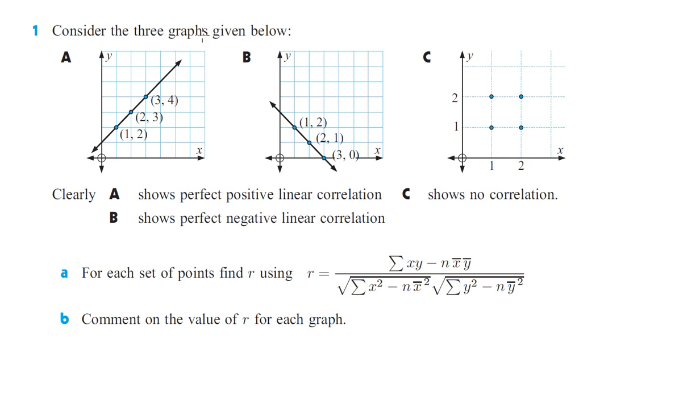Okay, number one, consider the three graphs given below, A, B, and C. Clearly, A shows a perfect positive linear correlation, B shows a perfect negative linear correlation, and C shows no correlation at all. For each set of points, find r using this really fun formula.